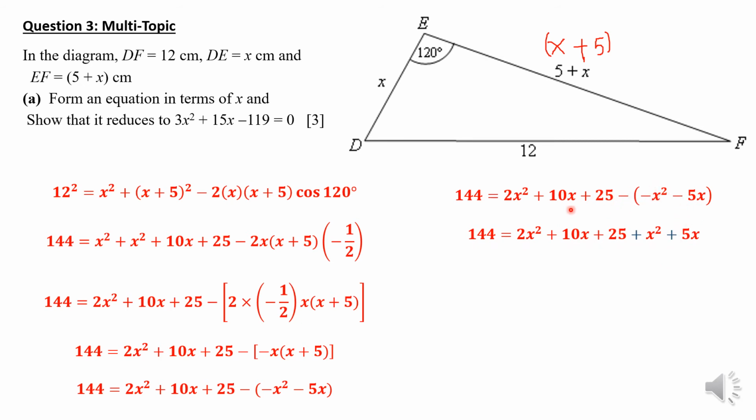So now what is left is to collect the like terms that you have there. So 2x squared plus x squared gives you 3x squared. And then you have 10x plus 5x gives you 15x. Bring that 25 down. Now we just have to get rid of the 144 because quadratic equations should always equal 0. And when you clean that up, you eventually end with what you have, which is 3x squared plus 15x minus 119 equals 0.